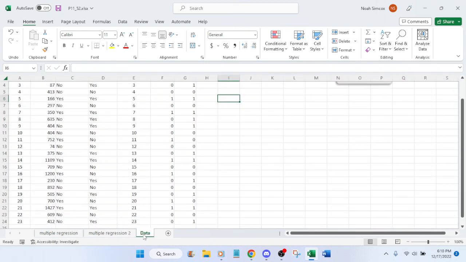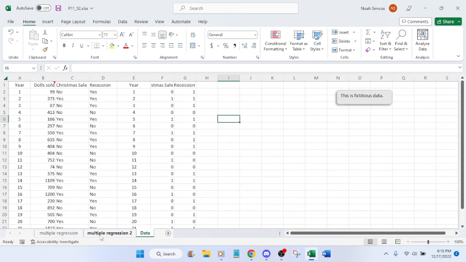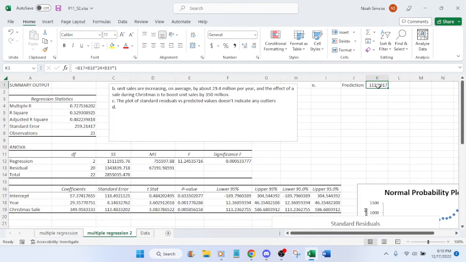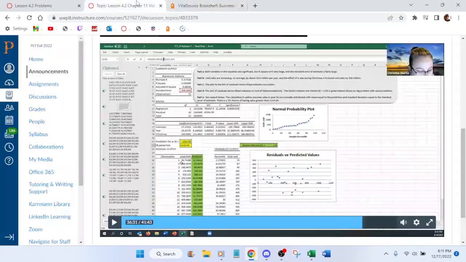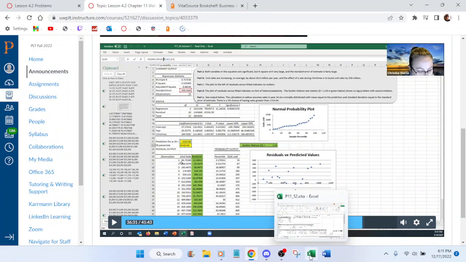How many dolls sold? So that's the number of dolls that will be sold this year. So 1111.92. 99th percentile. Hold on a sec.